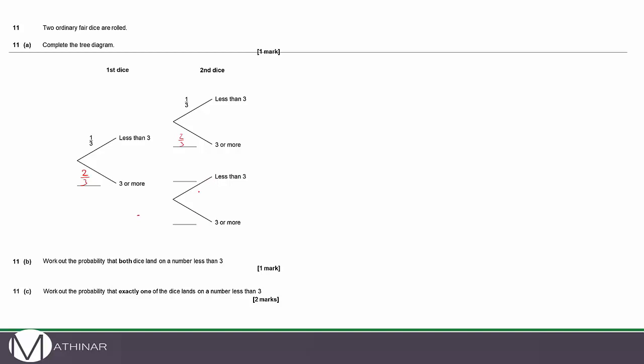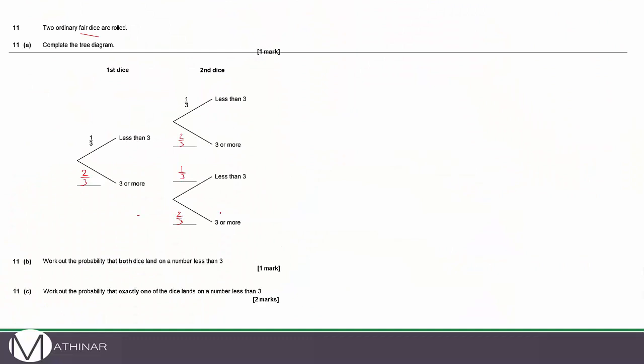Now this one's got no numbers here, but we are told that they are fair dice. So the probability should be the same. So the probability of the first dice and the second dice should be exactly the same. So less than 3 should be 1/3, and 3 or more should be 2/3. That will get you the mark for part A of the question.